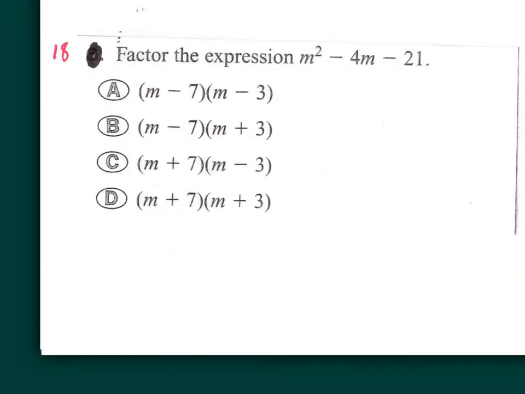On number 18, you're to factor this expression, m squared minus 4m minus 21. Okay, and actually, if you want a hint, you could FOIL all 4 answers, A, B, C, and D, and it should give you that answer up there. It's a good, easy way to kind of, not necessarily cheat, but work backwards.